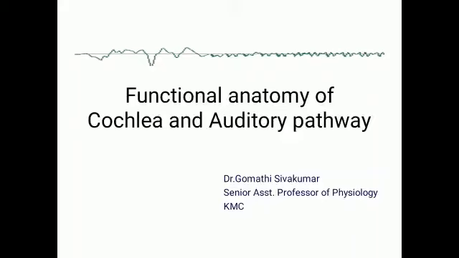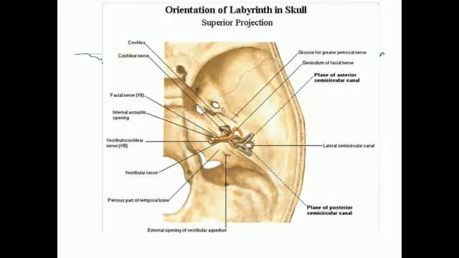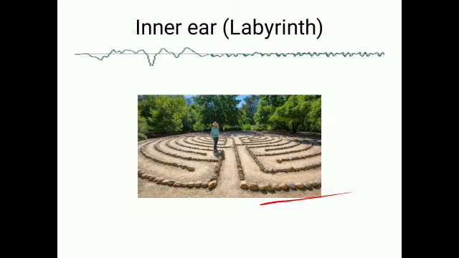Hello students, in this video we shall see about the functional anatomy of cochlea and auditory pathway. Cochlea is the part of the inner ear or labyrinth which is located in the petrous part of the temporal bone. Inner ear is otherwise called labyrinth.